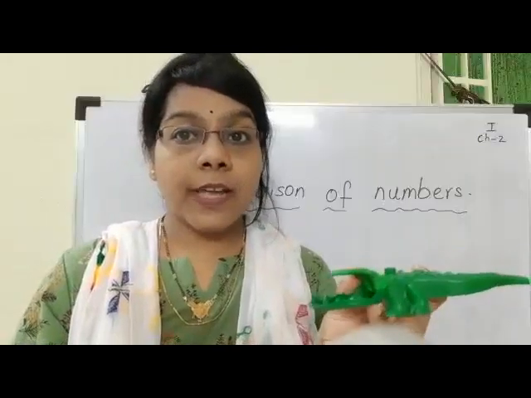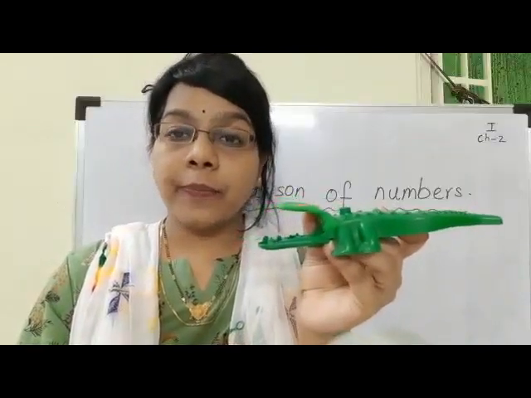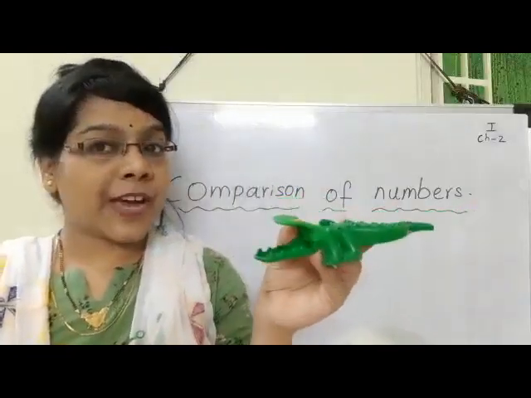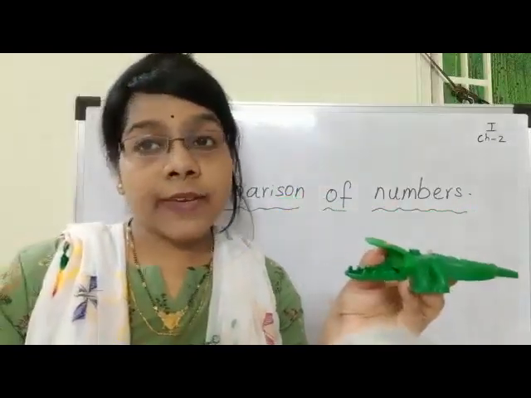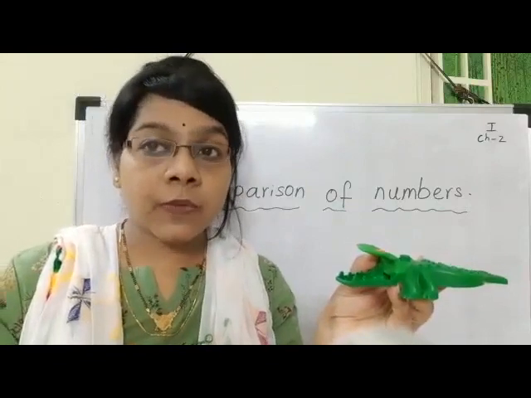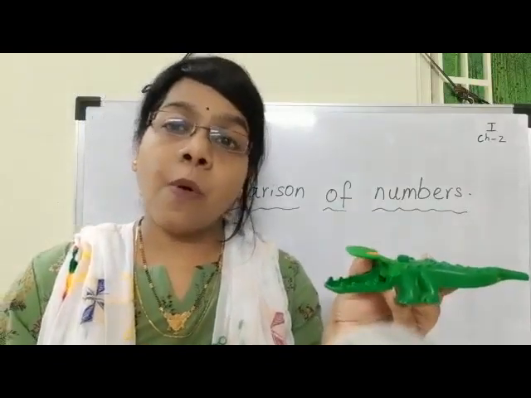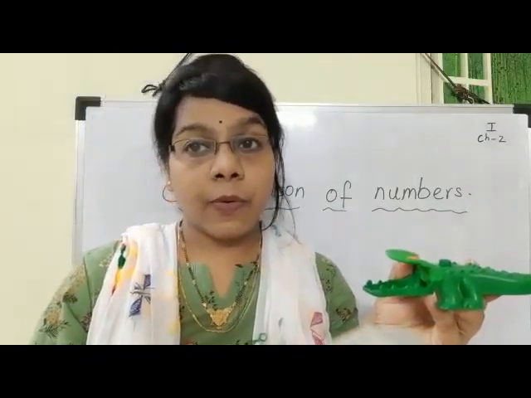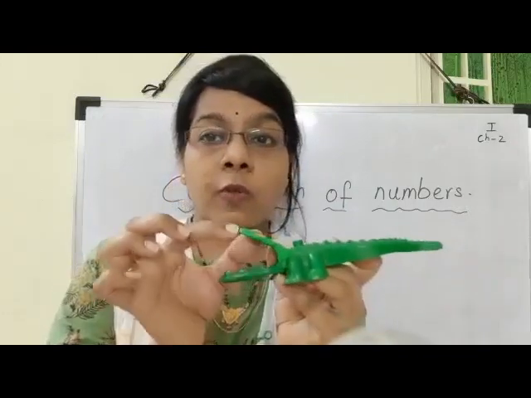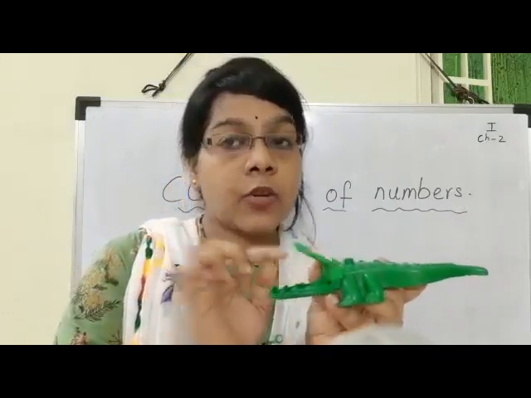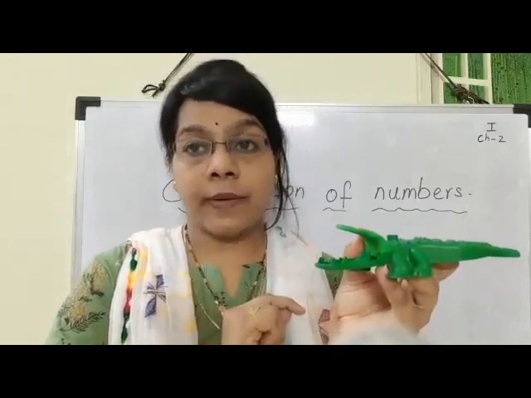Children, once there was a crocodile. What is this? Crocodile. And it was always hungry. It always wanted to eat more and more. So its mouth was always open towards greater number.